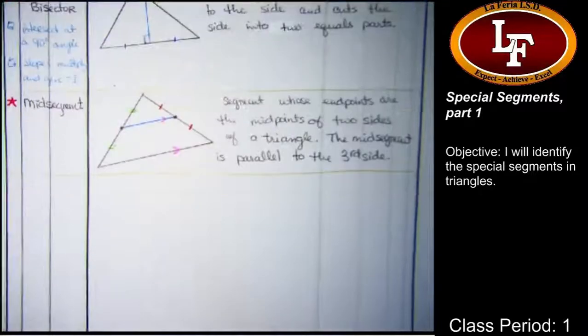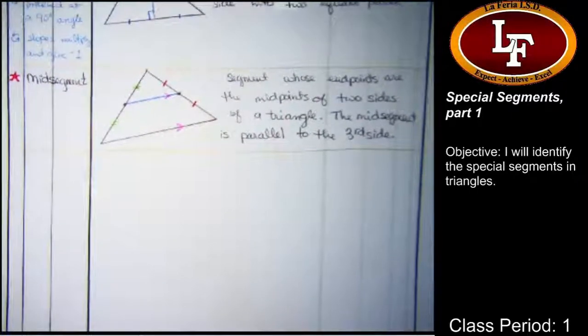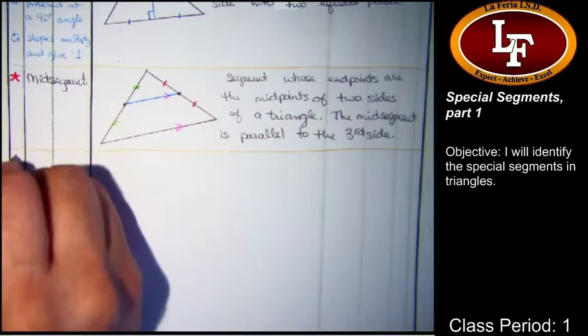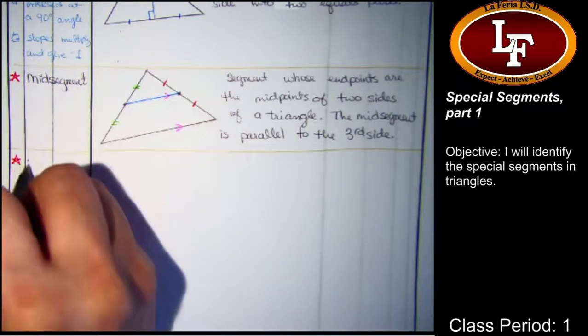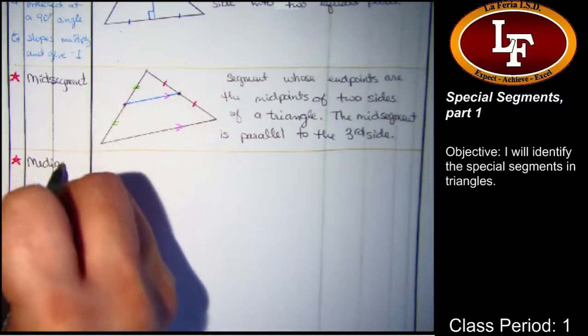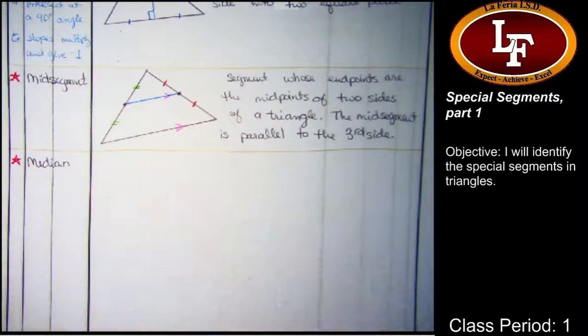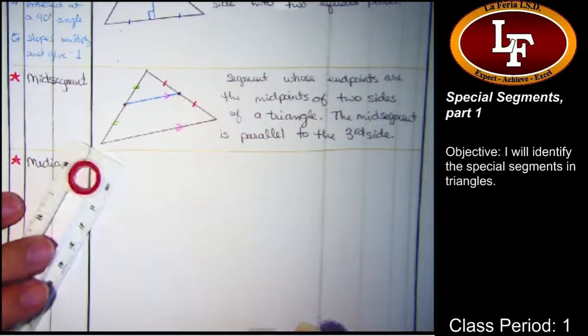All right, gotta scooch it down here. Here's the next one. We are just flying through these. The next one is median. Again, gonna draw another triangle.